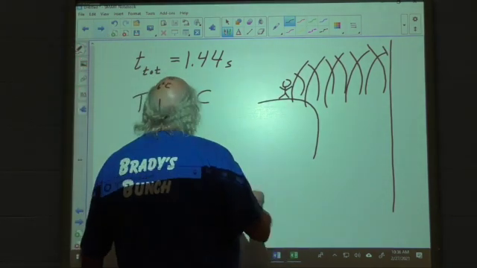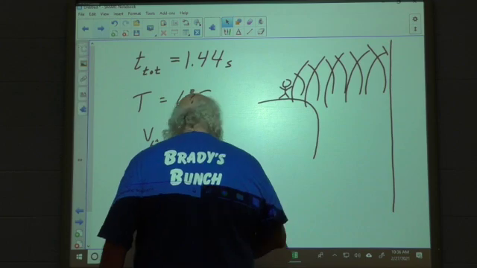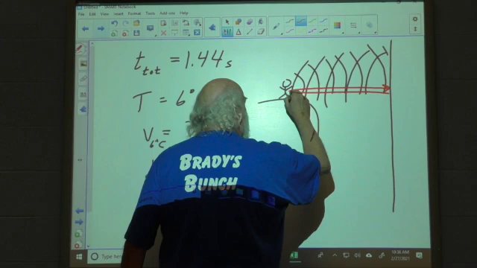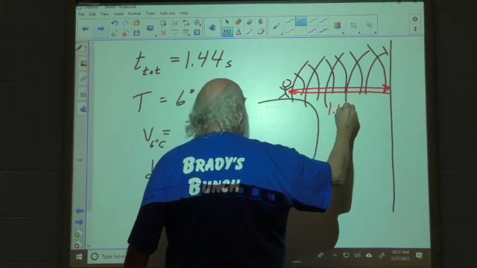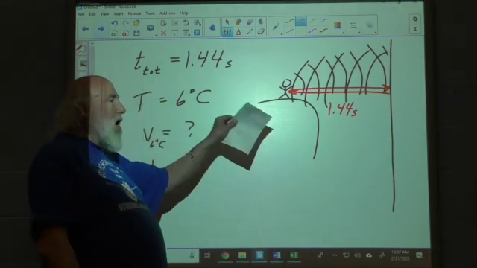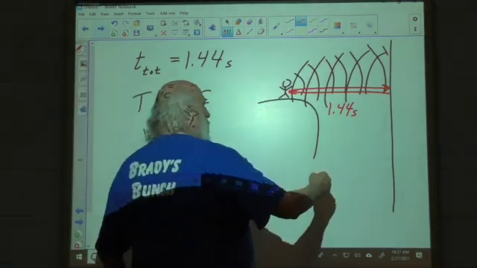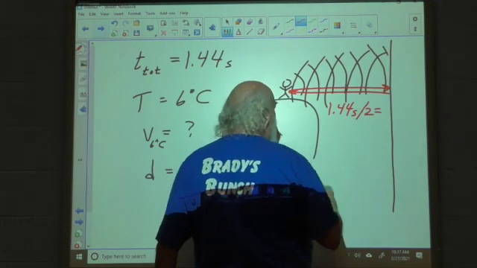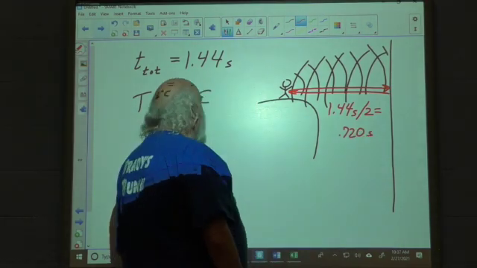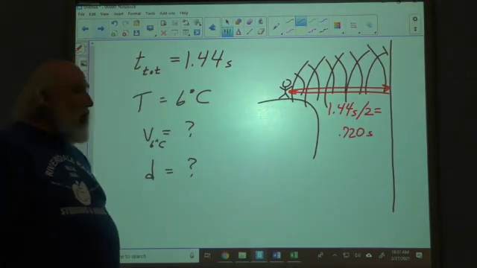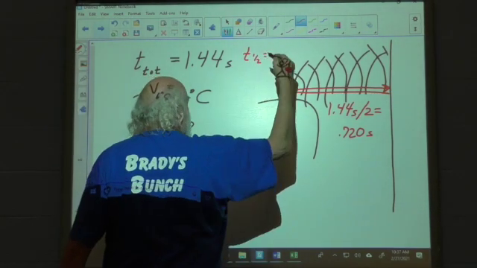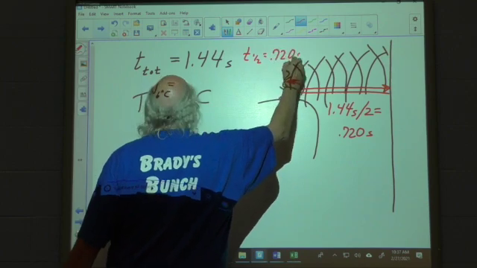So, according to this, the time it took for it to go to the wall or to the cliff and back was 1.44 seconds. But since it took half of that time to get to the wall or to the cliff, we're going to look at the half of that. So 0.720 seconds is what we're going to use in order to figure out how far away that cliff is. So we're going to use t sub 1/2, which is 0.720 seconds.